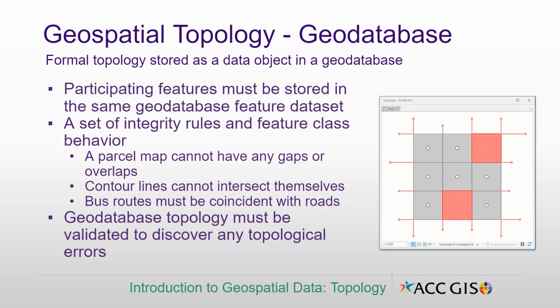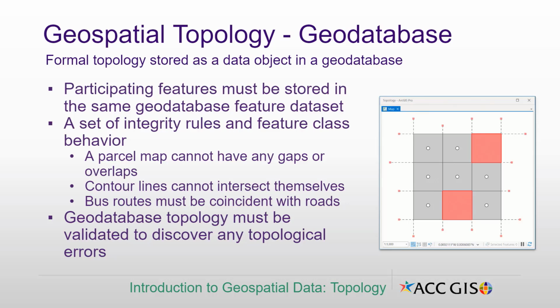Another example of geodatabase topology is making sure that contour lines cannot intersect themselves. You can't have a contour line that represents 200 feet and another contour line that represents 210 feet and that they intersect, because you can't have a location on the earth that is both at 200 and 210 foot elevation. And so we can use topology to model that relationship. The last example is bus routes must be coincident with roads. The idea being that the buses must drive on the roads. So if you're representing buses as a line feature class in your GIS, the bus route lines must be coincident with the roads on which the buses drive.